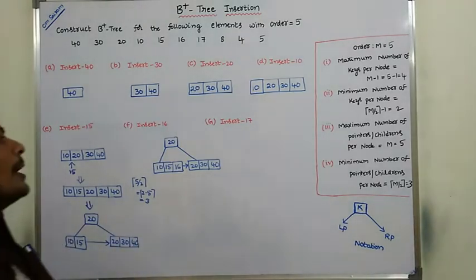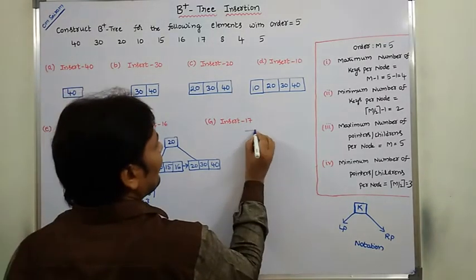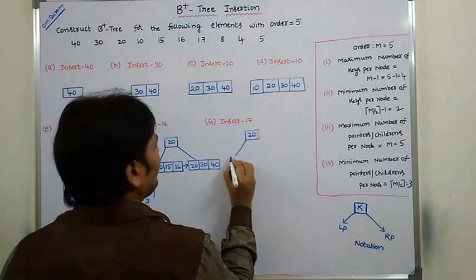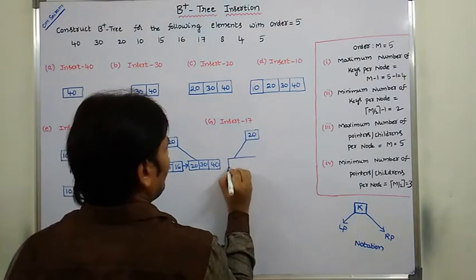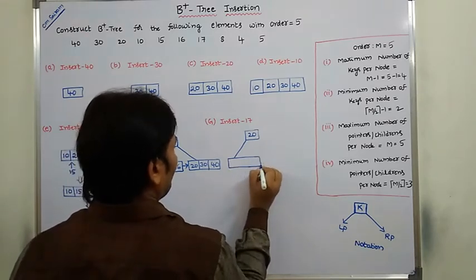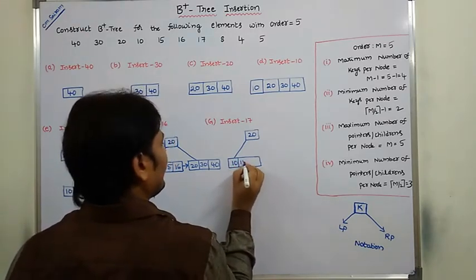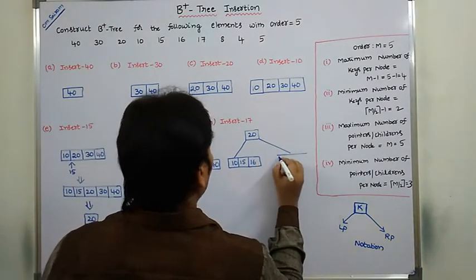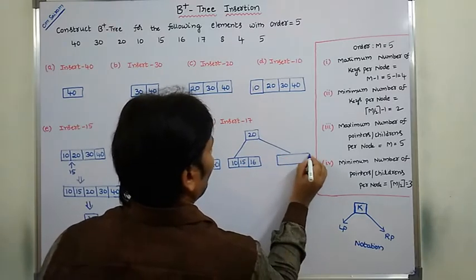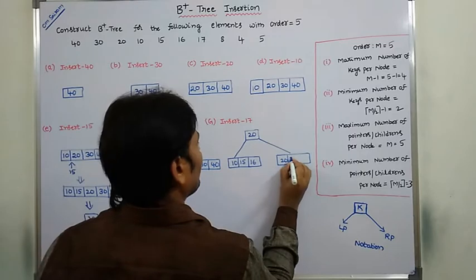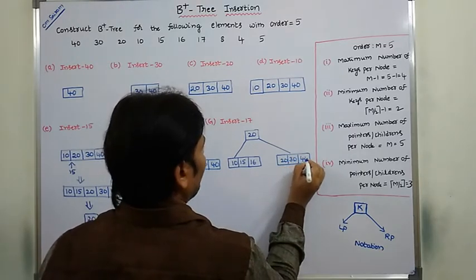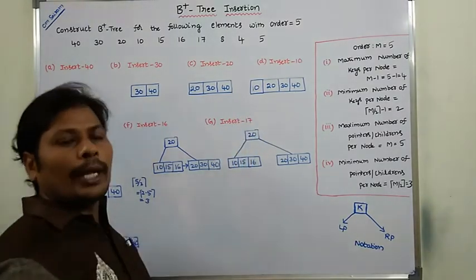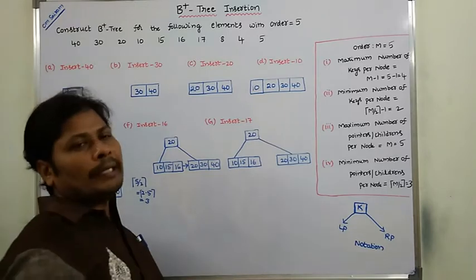Next we are inserting 17. Before inserting 17, the existing B plus tree has the leaf node 10, 15, 16, and then 20, 30 and 40. Now first we have to find out the location where we are inserting 17.